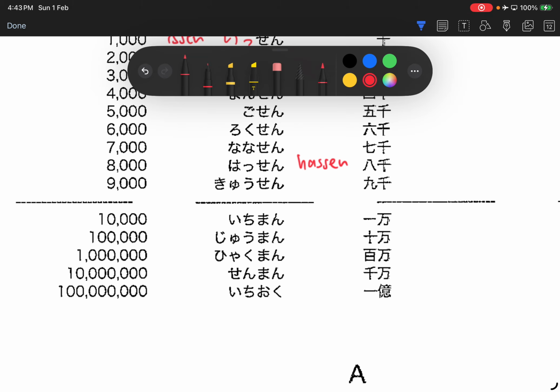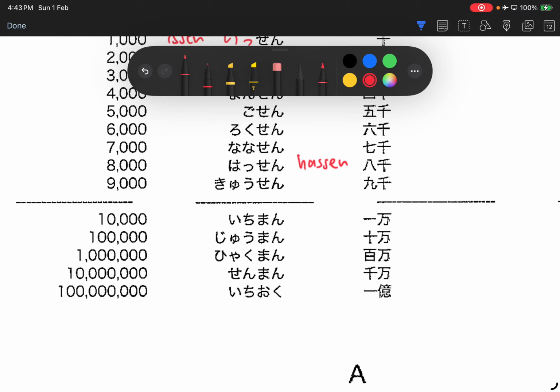Then the next one is 1 million, hyakuman. So it's 1 million. Then 10 million is senman. Then finally we have our 0.1 billion, that means 100 million, which is ichioku.